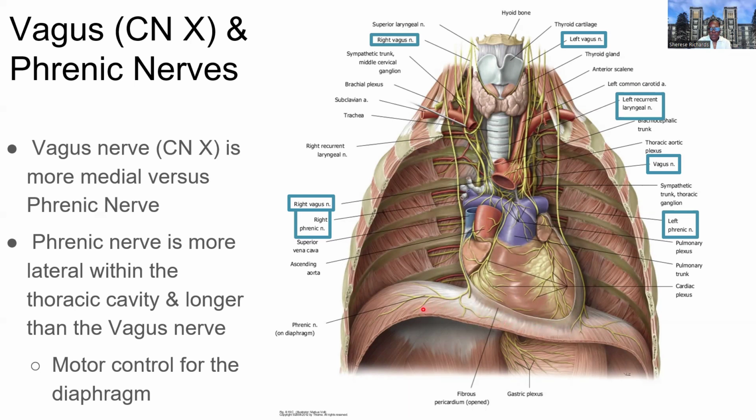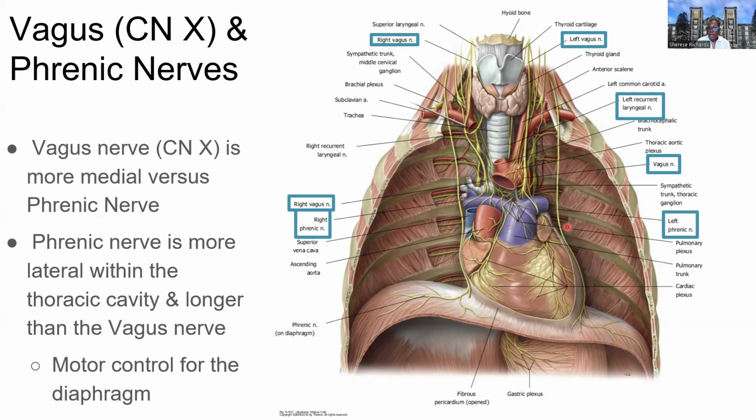The phrenic is going to give innervation to the diaphragm, which is motor control to the diaphragm. So let's say we had an injury or surgery in the neck that affected the diaphragm. This patient would wake up with the inability to breathe or hemiparalysis of one half of the diaphragm. And that could quickly become fatal as it could affect respiration.